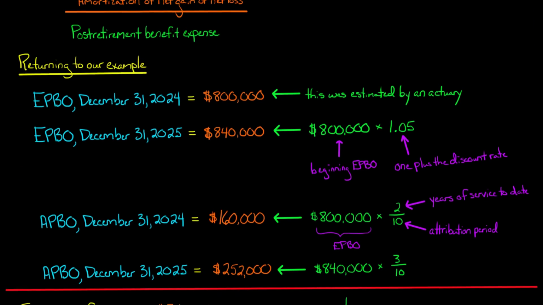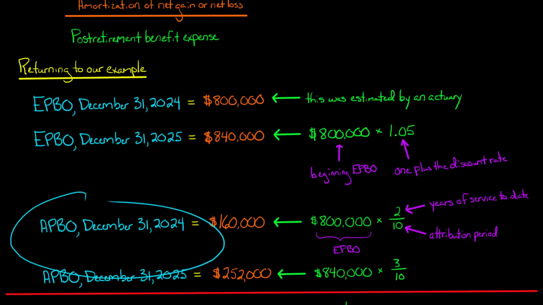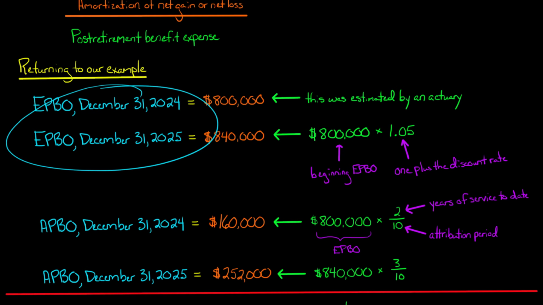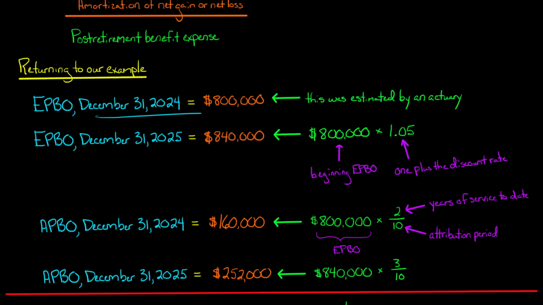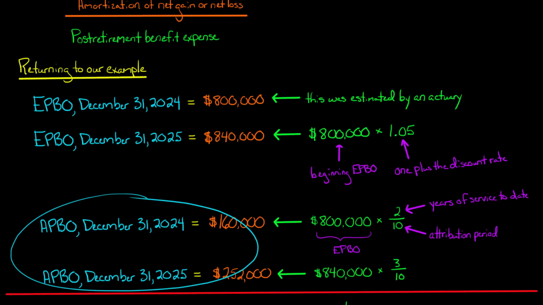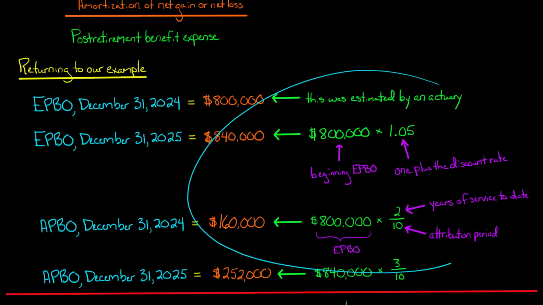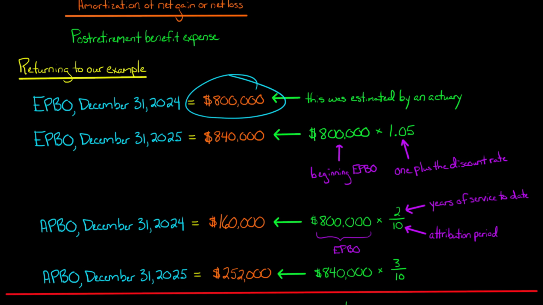Now, I've got the EPBO and APBO calculations here. So here's the EPBO as of December 31st, 2024 and December 31st, 2025. And then I've got the APBO for the same 2 dates. Now, I've already actually gone over these calculations in a prior video. I left my notes here in case you didn't see that video and you need a refresher of how I got these numbers. This number was just given in the problem that was calculated by an actuary. The other things here, I show you how they're calculated from the information above.